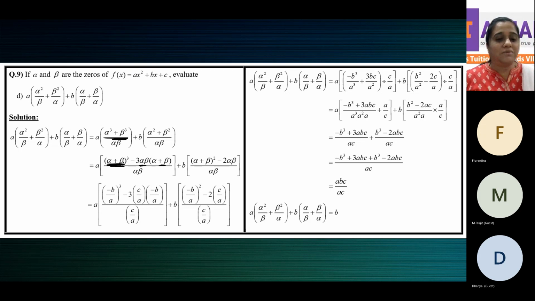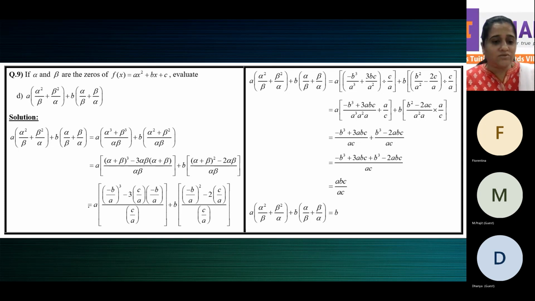because alpha plus beta is minus b by a, alpha beta is c by a. And here alpha square plus beta square is alpha plus beta the whole square minus 2 alpha beta, because this is minus b by a and this is c by a. Now we have everything in terms of alpha plus beta and alpha beta. Now substitute. You know how to substitute. So after substituting, see here, next step.